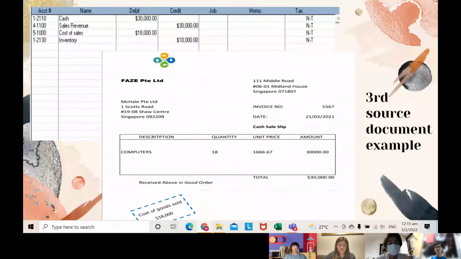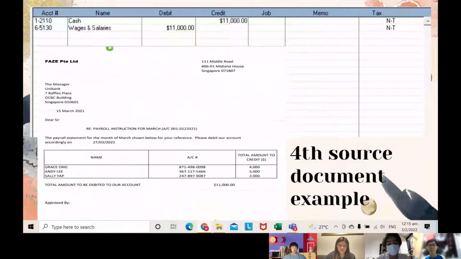For the next source document, it is similar to the previous source document. However, for this, it is sold for cash rather than sold for receivables. As you can see within the source document, there's a cash sales slip. In the source, it is mentioned that the inventory was sold for 30,000 and the price to purchase the inventory was 18,000. We have to increase the cash by 30,000 and sales revenue by 30,000. You will also have to decrease the inventory by 18,000 and the cost of sales would have to increase by 18,000.